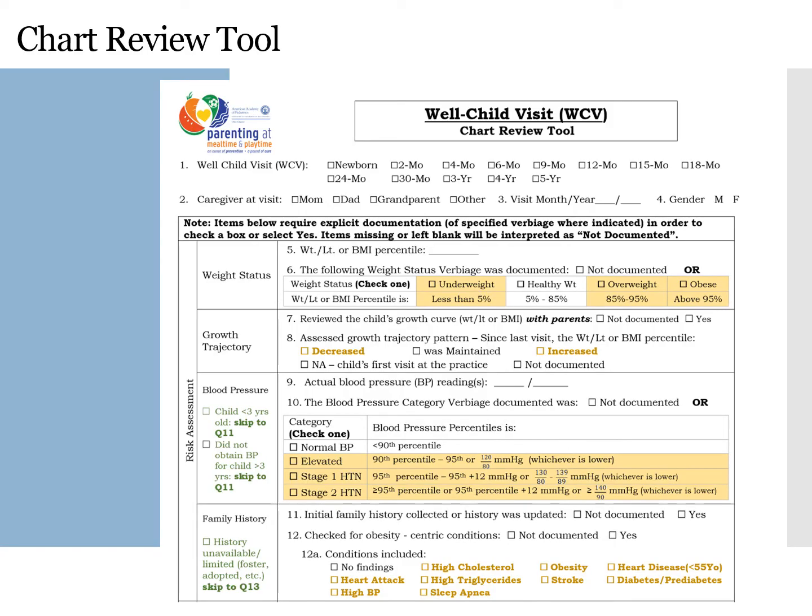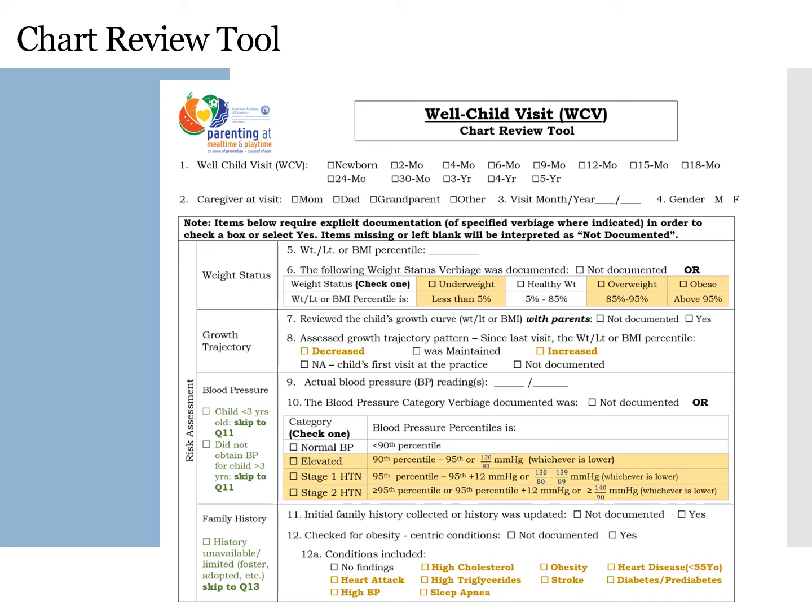So the elements that you'll be collecting are depicted here as screenshots of the chart review tool on this slide and on the coming slides. They correlate and correspond to the specific aims. So here we have risk assessment. It's comprised of the child's weight status, growth trajectory, blood pressure, and the family history of that child.